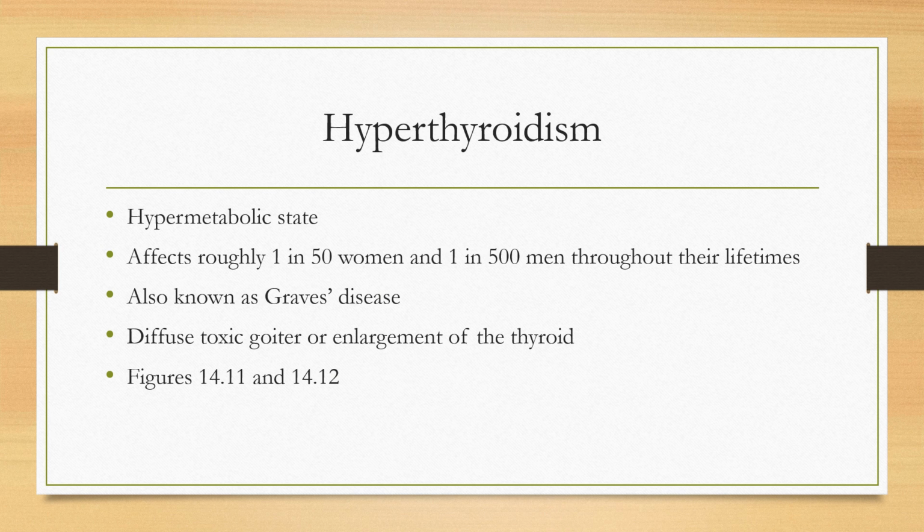Hyperthyroid is a hypermetabolic state, so thyroid is kind of involved in a little bit of everything, so your symptoms can be pretty widespread. Hyperthyroid can present as anxiety, palpitations, hair falling out, those kinds of things. Affects roughly 1 in 50 women and 1 in 500 men. Can also be called Graves' disease.